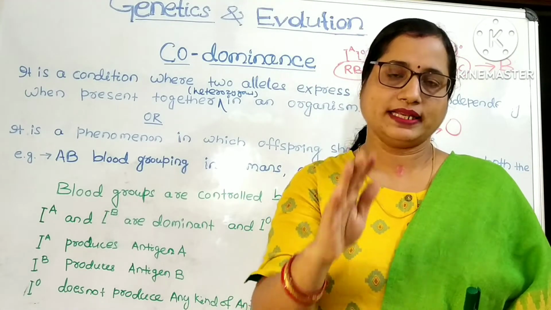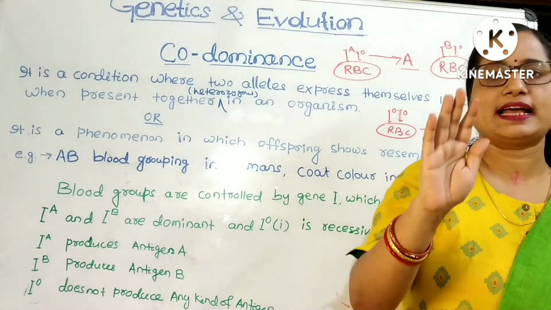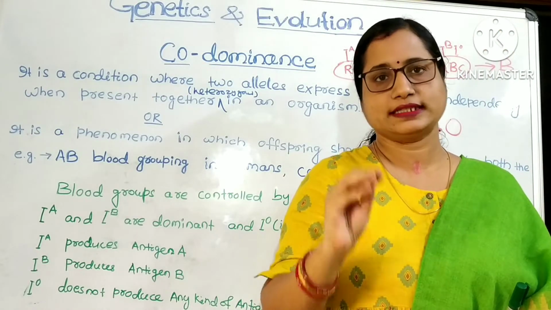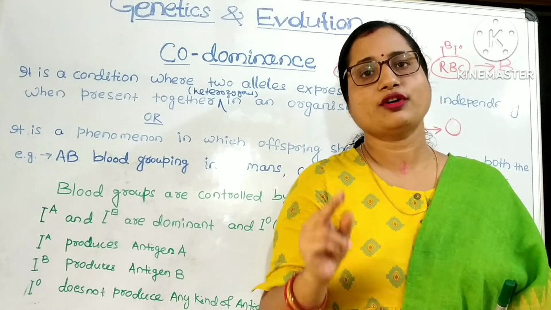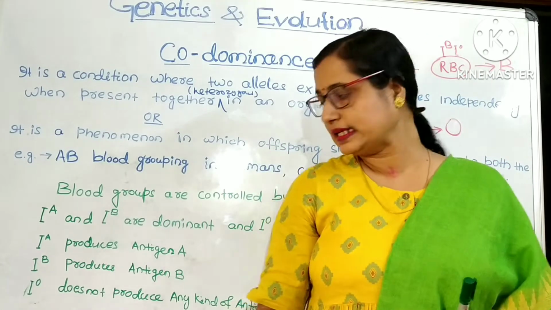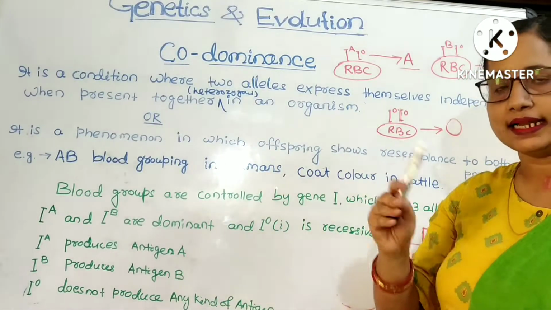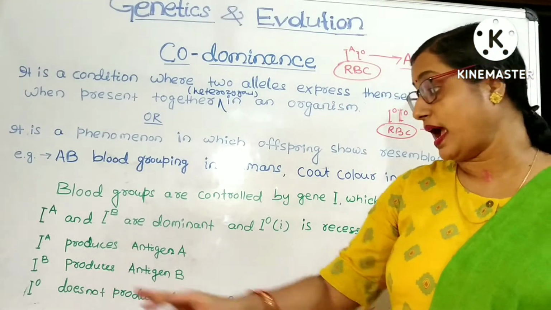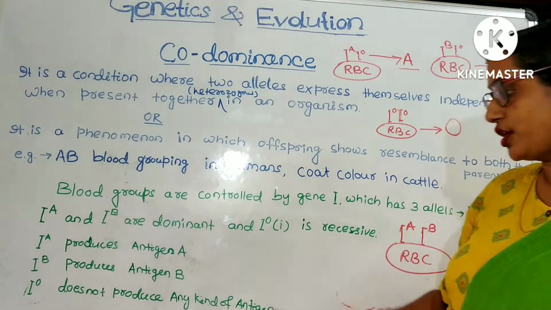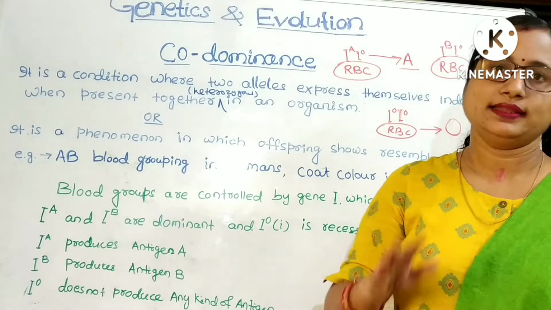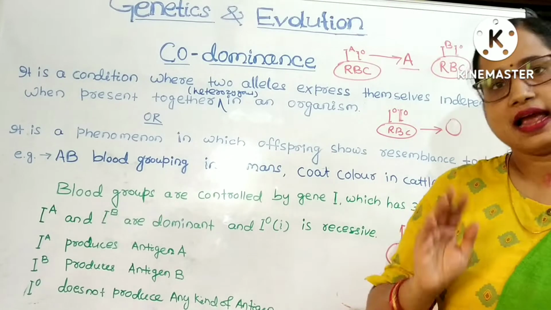All the alleles are present on the surface of the plasma membrane of the red blood cell. When IA is present on the plasma membrane of the red blood cell, it produces antigen A. When IB is present, it produces antigen B. But when IO is present on the surface of the plasma membrane, it does not produce any kind of antigen. That's why IO, or small i, is the recessive allele.